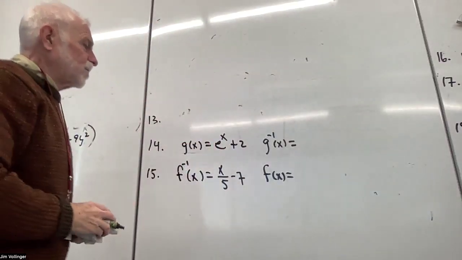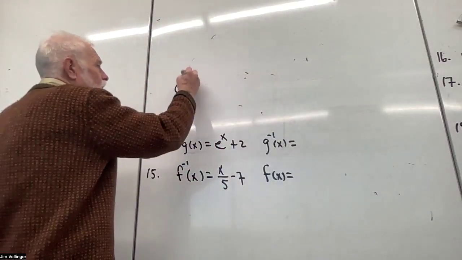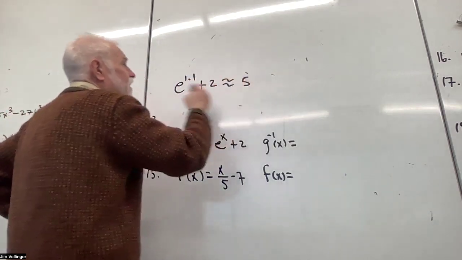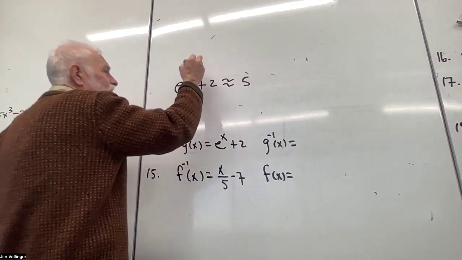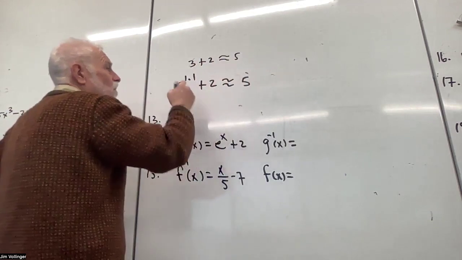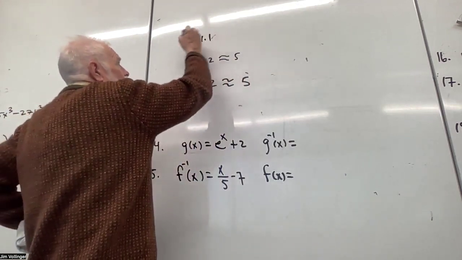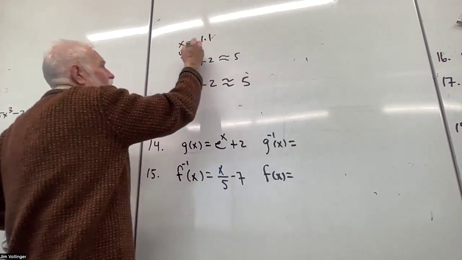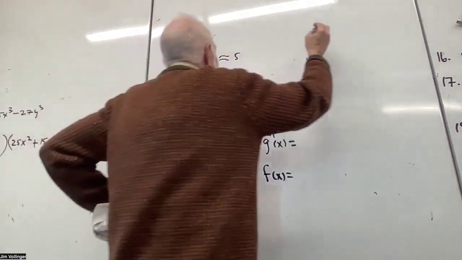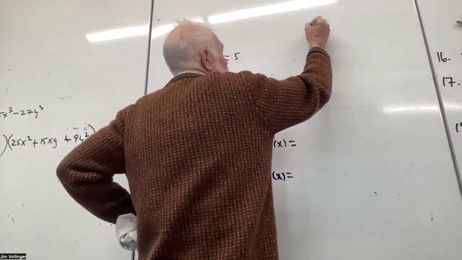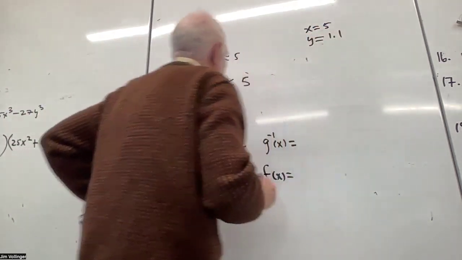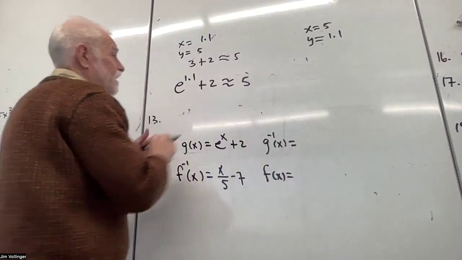E to the x plus 2. Well, I know that e to the 1.1 plus 2 is approximately 5. E to the 1.1 is approximately 3, plus 2 is approximately 5. So I started with 1.1 for x, and I got a y of 5. If I start with 5, I better get a calculation that comes back to approximately 1.1. Well, let's see how we do.